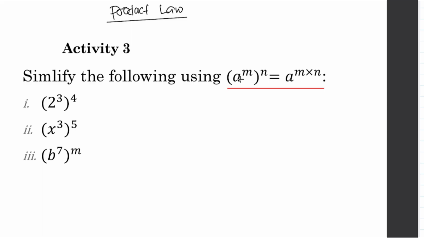So in short, (a^m)^n is equal to a raised to power m times n. Okay, and this can be written as a raised to power mn. Of course, if it is a number, you're going to multiply them together.